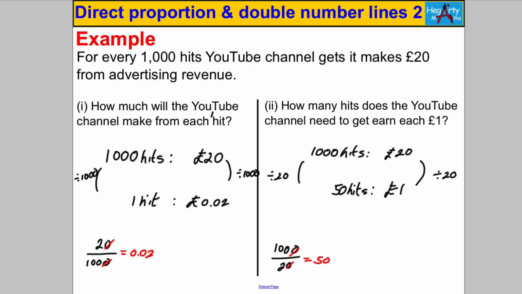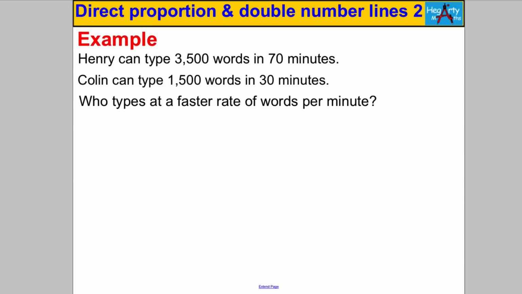Alright, and we're done. Next question. Pause the video, have a go. Right, we've got two things going on here. We've got Henry going away typing, and we've got Colin going away typing, and they're asking us who types at a faster rate of words per minute. So let's work out how many words per 1 minute each of them does.